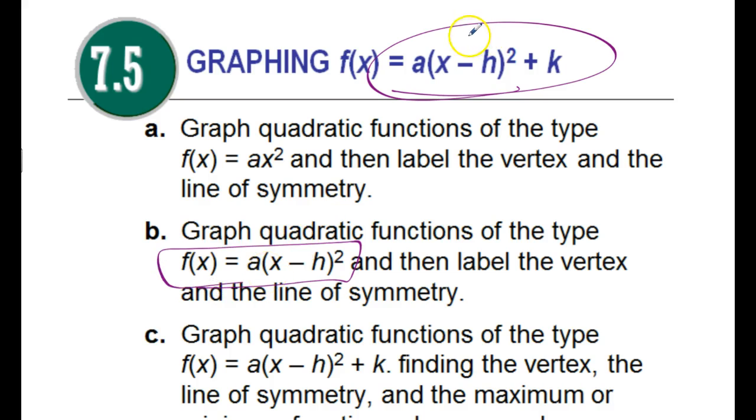For h, if it says plus h, we're going to move to the left. If it says minus h, we're going to move to the right. If it says plus k, we're going to move up. And if it says minus k, we're going to move down. And this A term is like a vertical stretch, so it's like a rubber band, and it's going to make the quadratic either fatter or thinner.